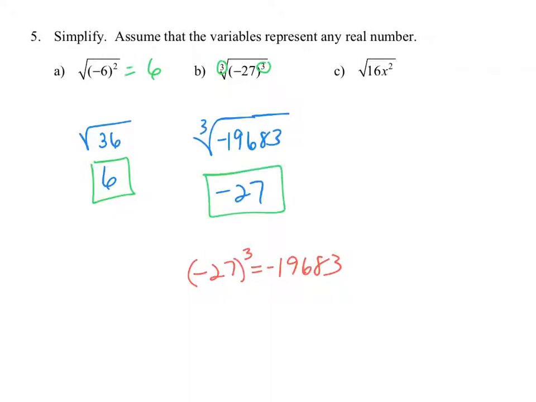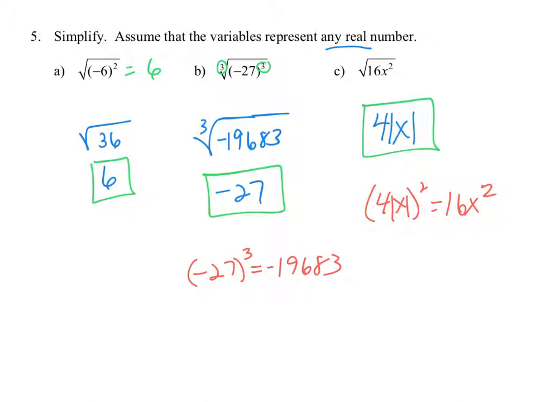The square root of 16x to the second power is 4x. We're going to put absolute values around the x here because we're assuming that the variables can represent any real number, including positive and negatives. And when we give our answers, we want to give the principal square root. So we can check our answer by taking 4 times the absolute value of x and squaring it, and that gives us 16x squared. So our final answer is 4 times the absolute value of x.